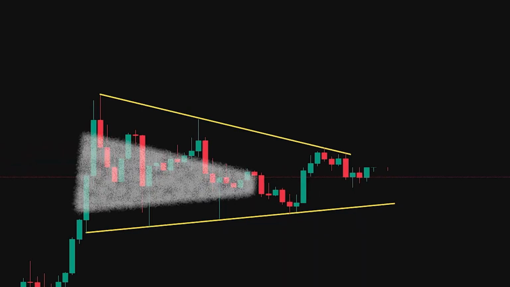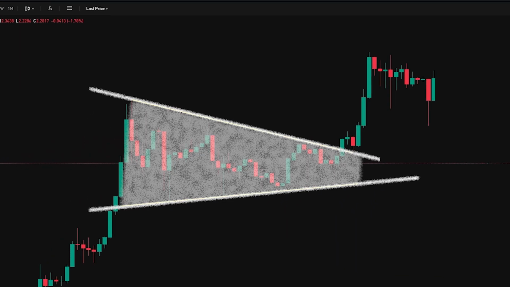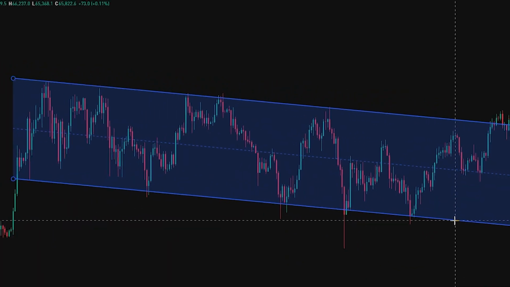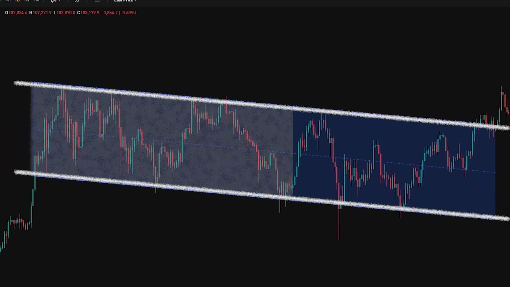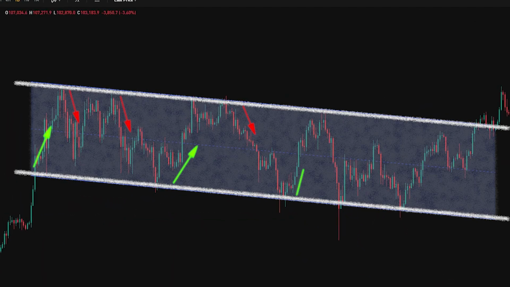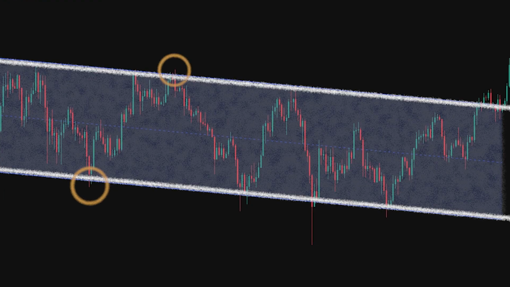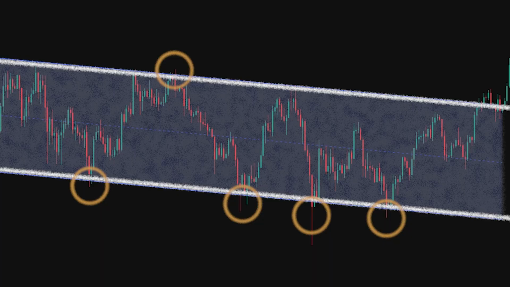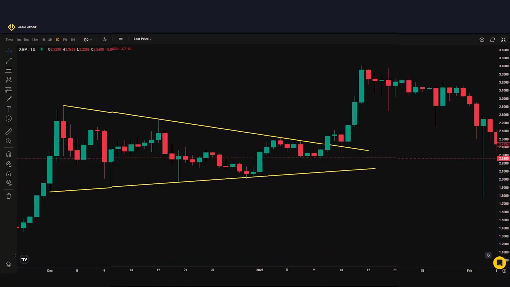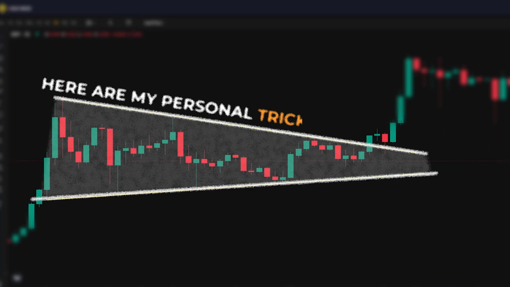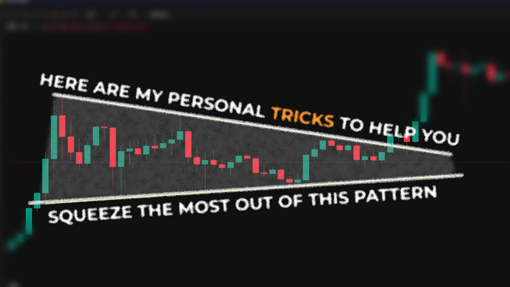Hello traders, today we'll talk about a pattern that's often unfairly underestimated: triangle pattern tips. Textbooks will tell you, draw parallel lines along the highs and lows and trade the bounces, but in practice, perfectly straight trend channels almost never exist. Price rarely moves strictly within neat channels, but triangles, they appear all the time. They're easy to spot, just two trend lines converging toward each other. Here are my personal tricks to help you squeeze the most out of this pattern.